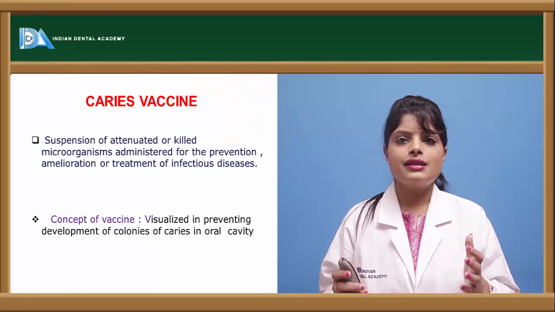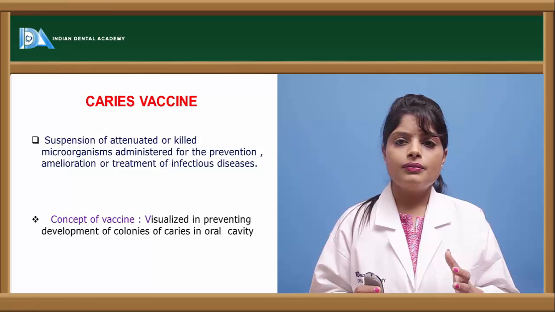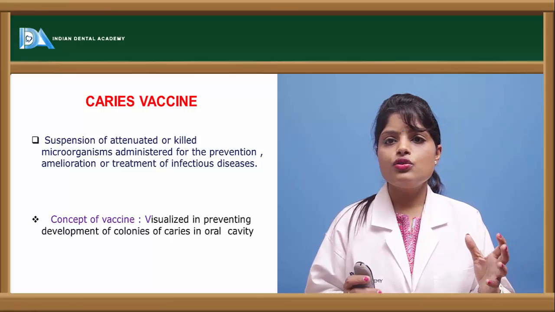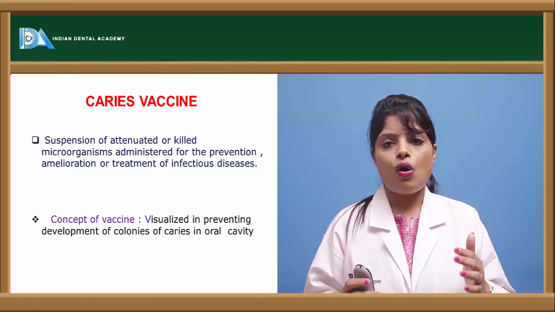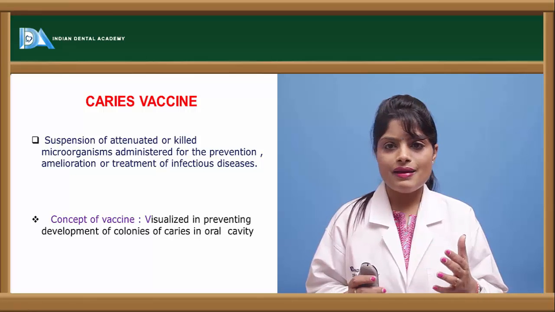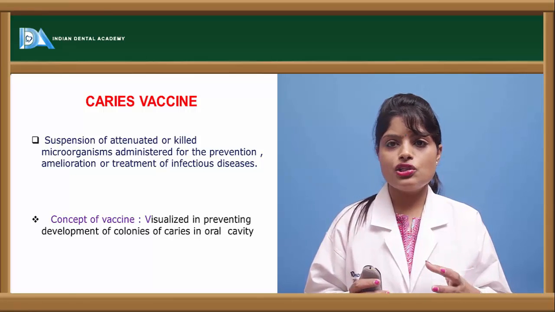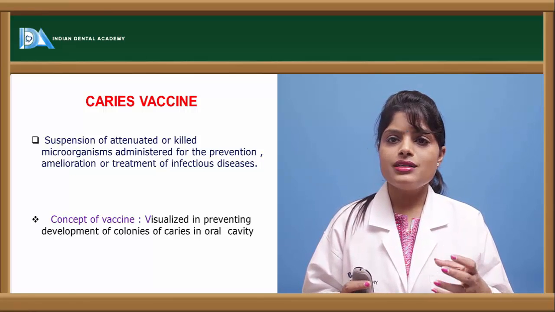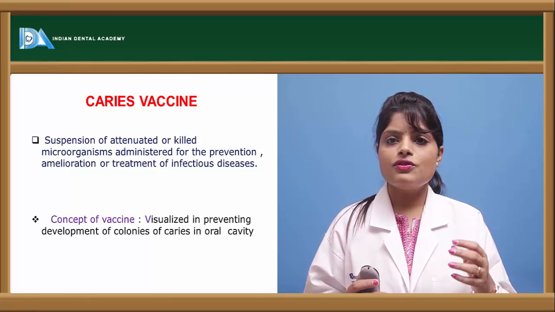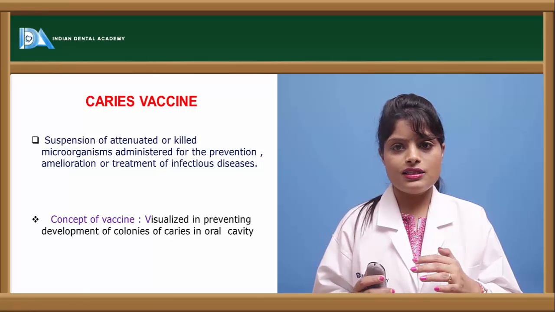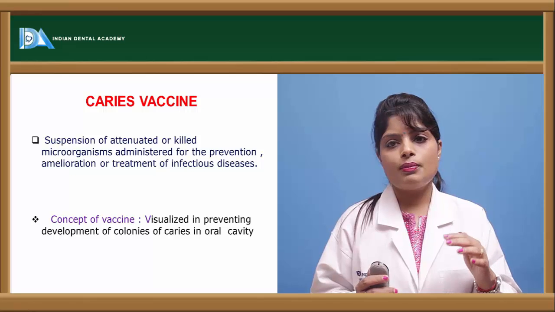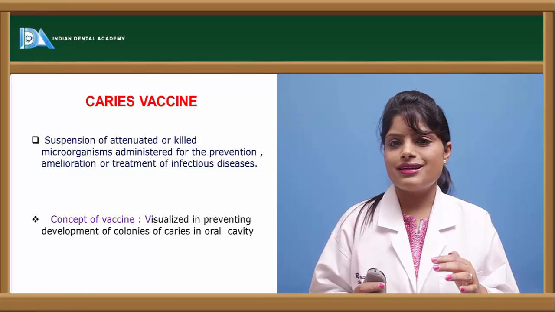Now, what is a caries vaccine? Caries vaccine was discovered in order to prevent the rising level of dental caries in individuals. A caries vaccine is basically a suspension of attenuated microorganisms, that is, organisms which have a decreased level of activity, in suspension form for the amelioration, prevention, and treatment of dental caries.